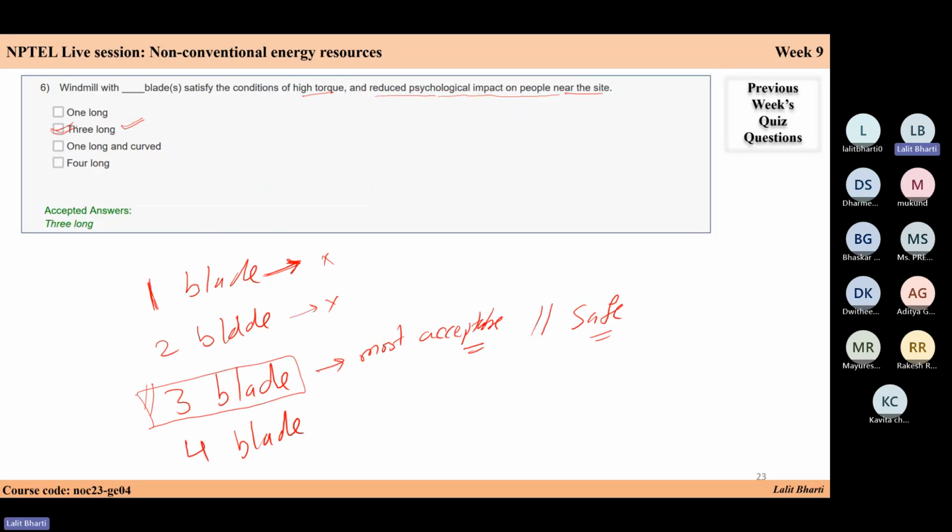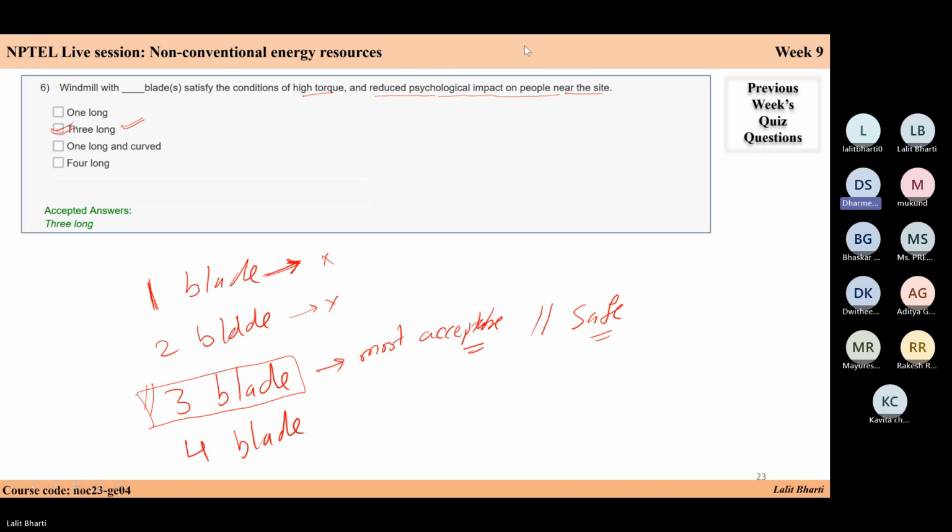Then we have the sixth question. It says windmills with long blades satisfy the condition of high torque and reduce psychological impact on people near the site. We have already discussed in the previous class what the impact of the one blade design will be.